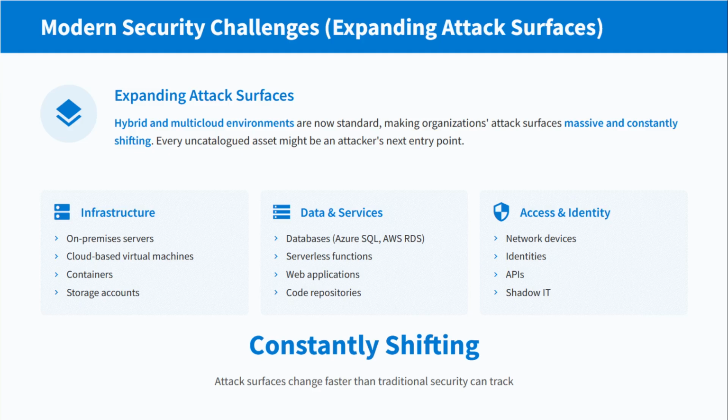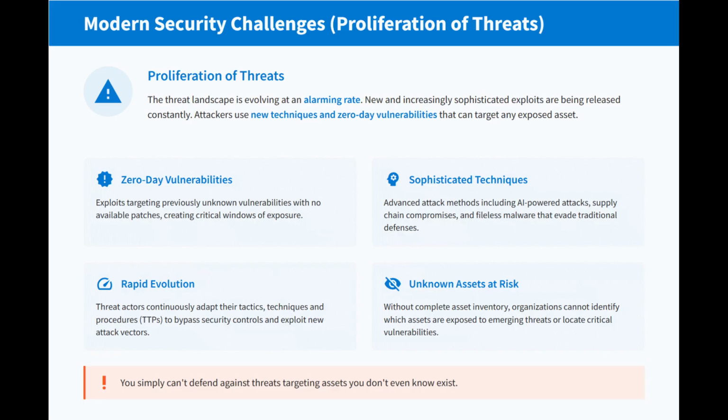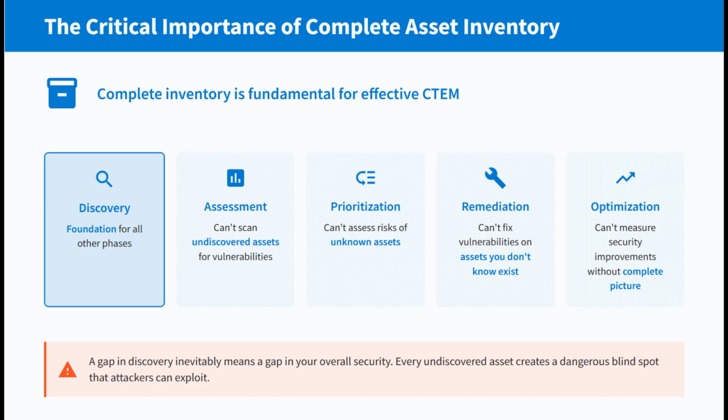This continuous discovery process helps safeguard your valuable assets from various threats and risks. A complete inventory forms the foundation on which you can truly enhance your security posture and improve overall organizational resilience. If an asset remains undiscovered, it won't be included in security assessments. Its risks won't be prioritized, and any vulnerabilities it might have won't be remediated. Therefore, a comprehensive inventory is crucial because all subsequent CTEM phases like assessment, prioritization, remediation, and optimization are incomplete and less effective without it. A gap in discovery inevitably means a gap in your overall security.